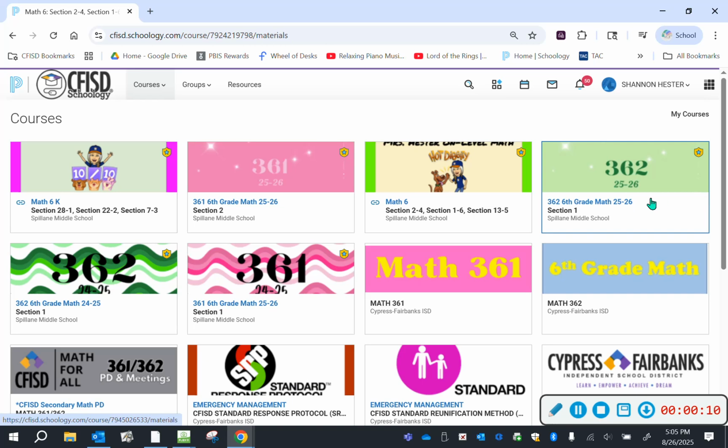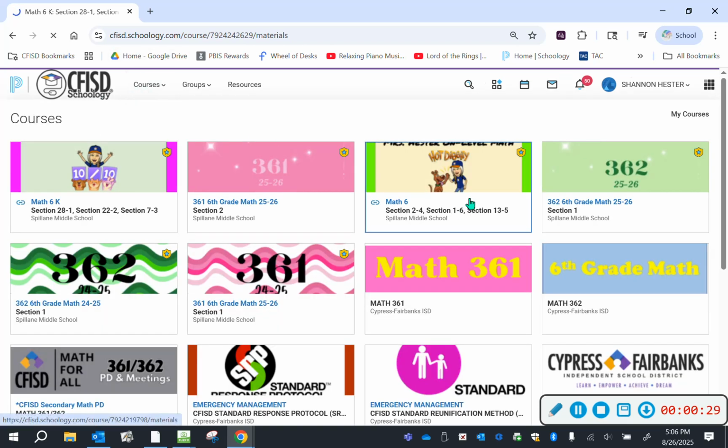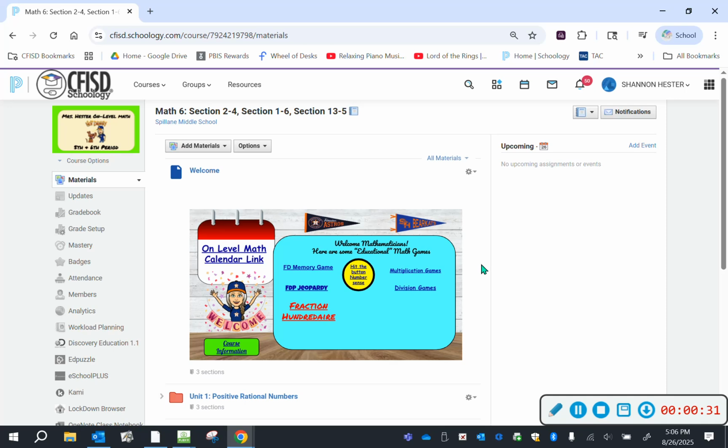First you go into Schoology. If you're K-level, you are this course here, the pink course for math, and on level, you're the green course for math. Both of them are very similar. This is what the K-level looks like. I have my welcoming Bitmoji page, and let me go back. Here's what on level looks like. It also has the welcome Bitmoji page, so they are very similar.